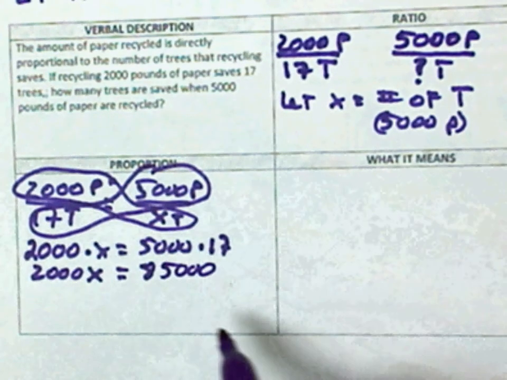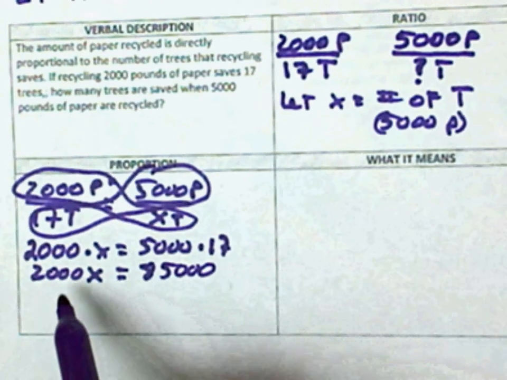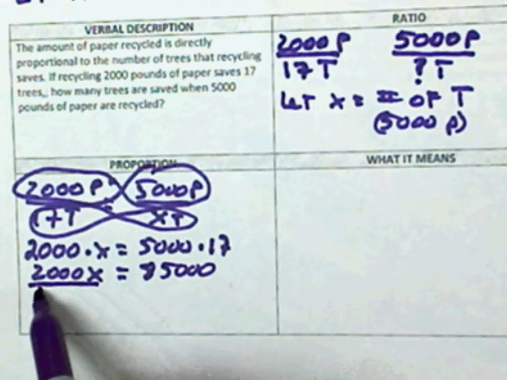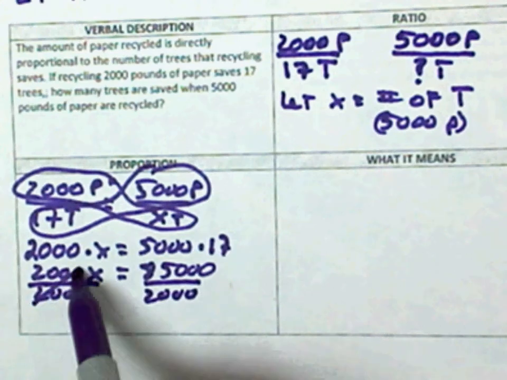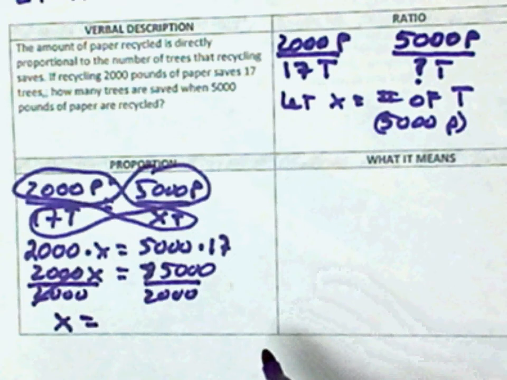How do we solve for X? What do we have to do to solve for X? Shane? You divide by 1,000. Yeah, we divide both sides by 2,000. They cross out, and we're going to get X is equal to, what's 85,000 divided by 2,000? What do we get? Dorian?